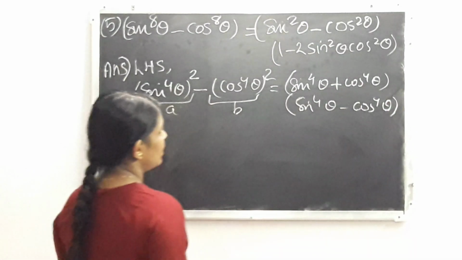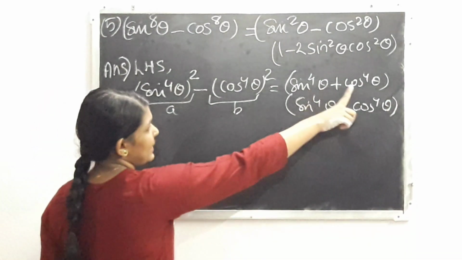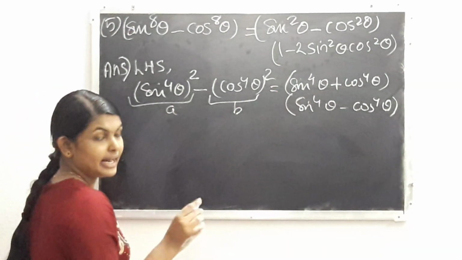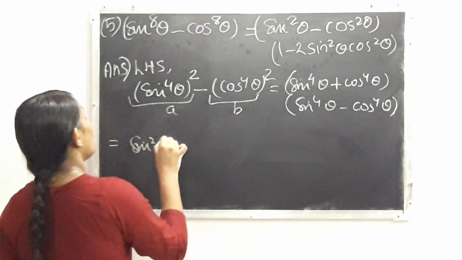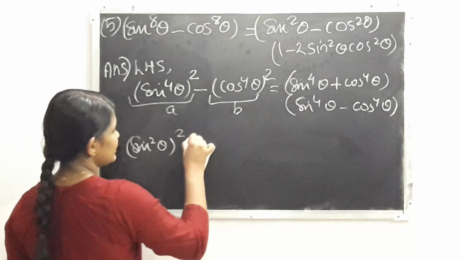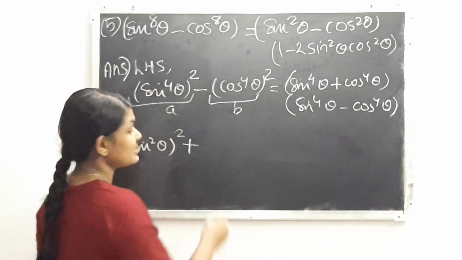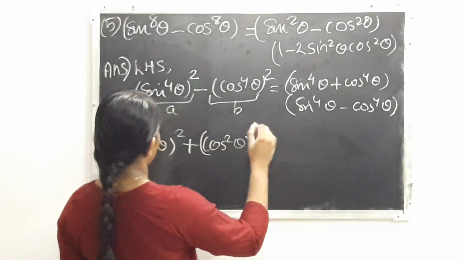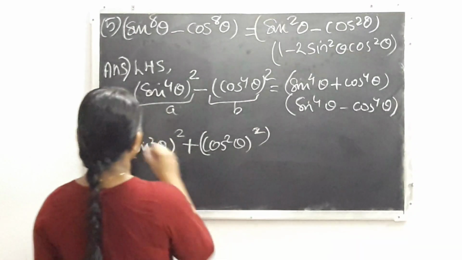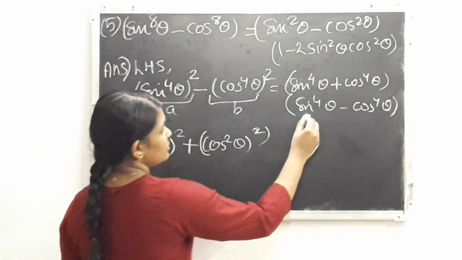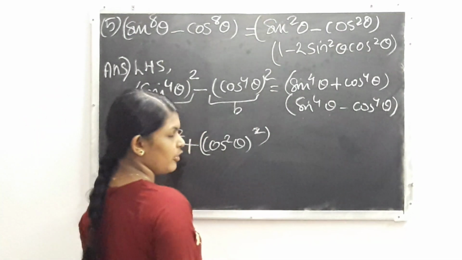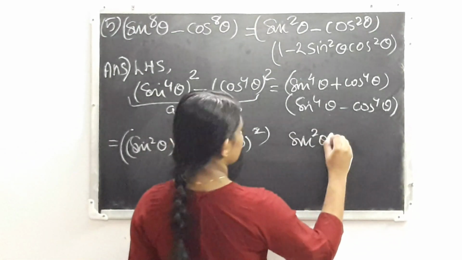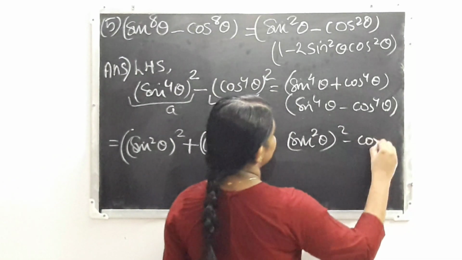Now the sin raised to 4 theta plus cos raised to 4 theta, it can be written as what? The sin raised to 4 theta can be written as sin square theta the whole square plus cos raised to 4 theta can be written as cos square theta the whole square. This into sin raised to 4 theta minus cos raised to 4 theta, it can be written as sin square theta the whole square minus cos square theta the whole square.